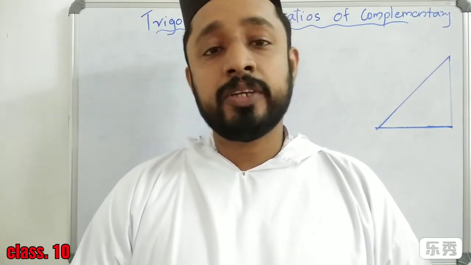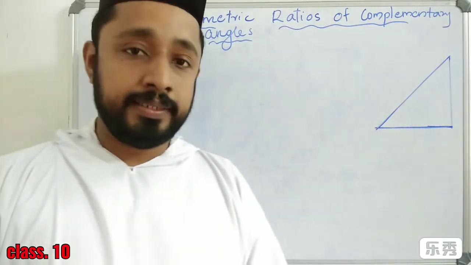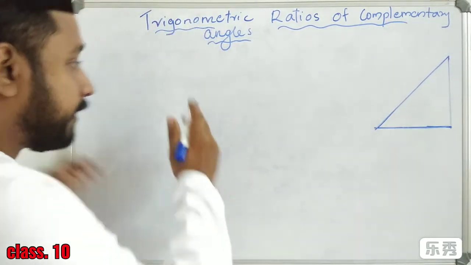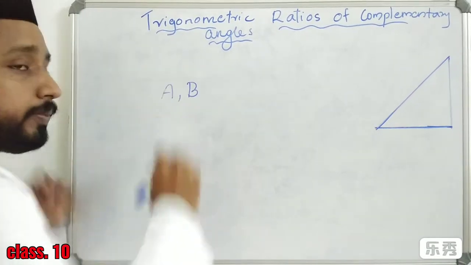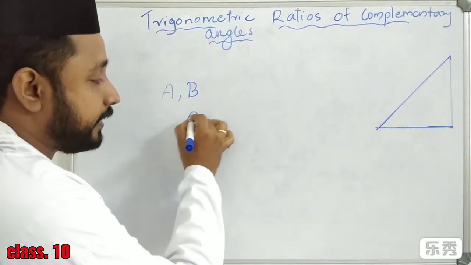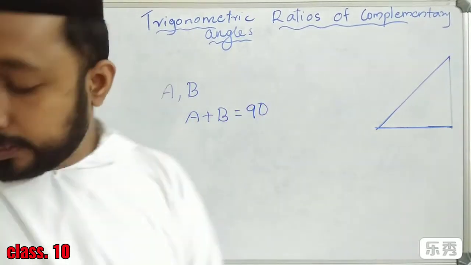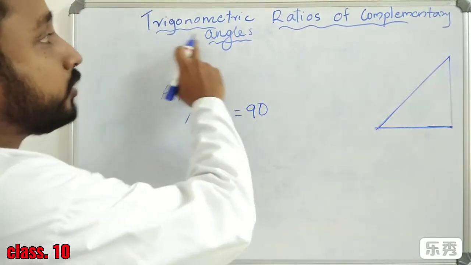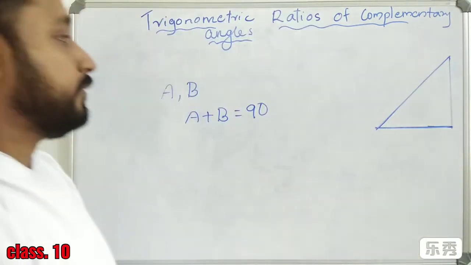In this class, we are going to study trigonometric ratios of complementary angles. We know what complementary angles are. For example, two angles A and B are said to be complementary if their sum is 90 degrees, that is A plus B is equal to 90 degrees. So complementary angles means their sum is 90 degrees. We are going to deal with the trigonometric ratios of complementary angles.